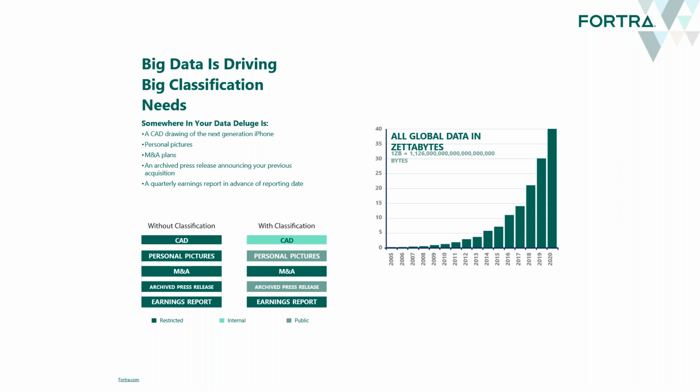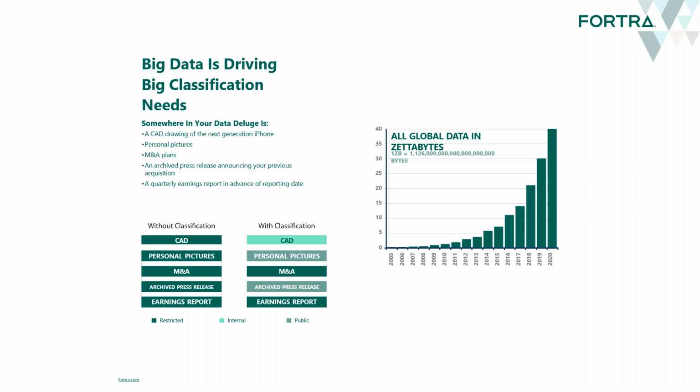And the example in the bottom left-hand corner of this slide shows us without classification. We've got CAD files, we've got personal pictures, we've got merger and acquisition information, archived press releases, emails, actually they're not even on there, earnings reports. With classification, instead of them all being protected as restricted, your CAD files are internal. That's probably intellectual property. Your personal pictures, that could be public stuff.